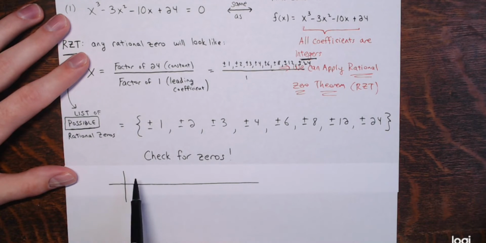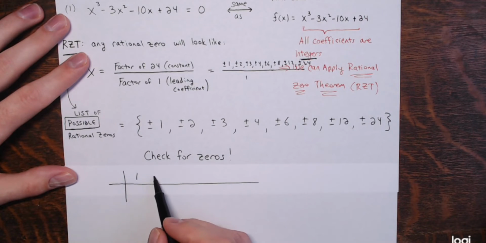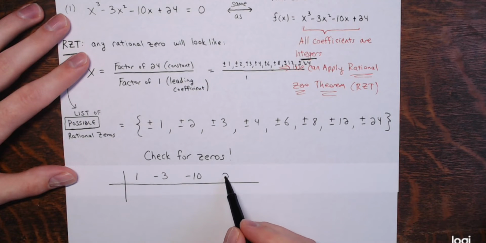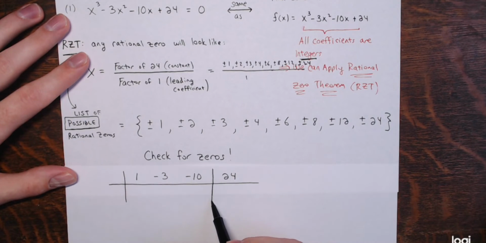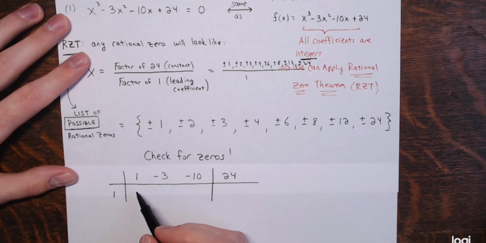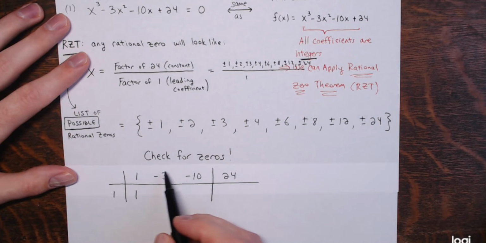So up top I have the coefficients of our polynomial. We have 1x cubed, negative 3x squared, negative 10x, and then positive 24 is the constant term. And then it's basically like an input-output table. Here I'm going to plug in a number. Say I plug in 1, the first number on my list, and then perform synthetic division. Remember, the first coefficient drops down, then you multiply, add, multiply, add, multiply, add. I'm just going to speak it out, because I'm going to be doing this a bunch of times. I don't want to write all these numbers up top.